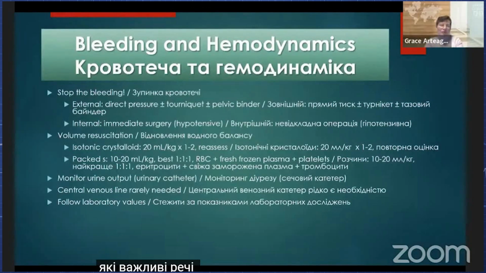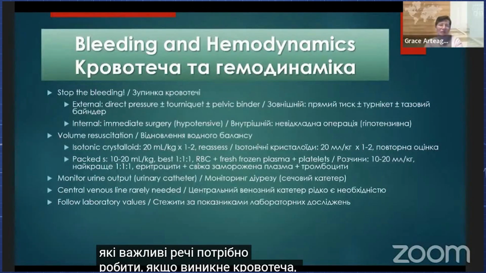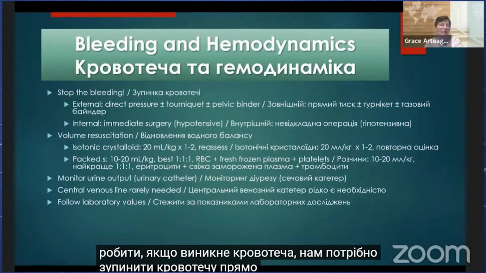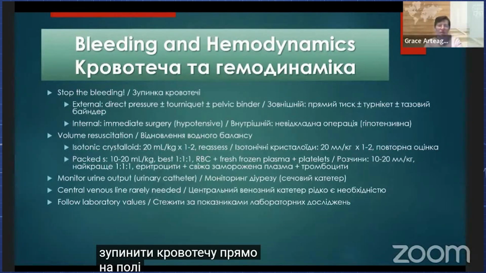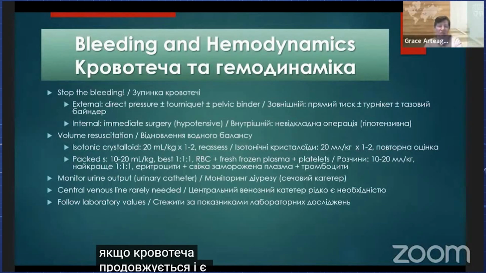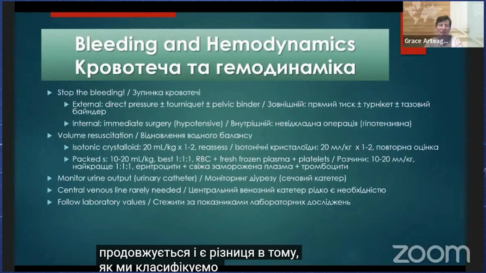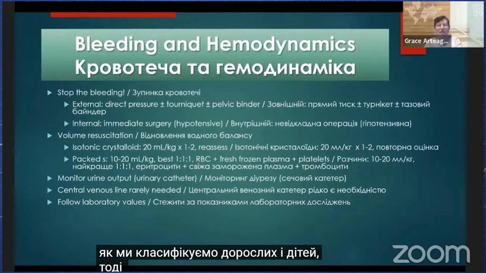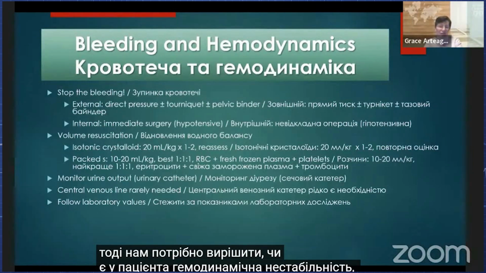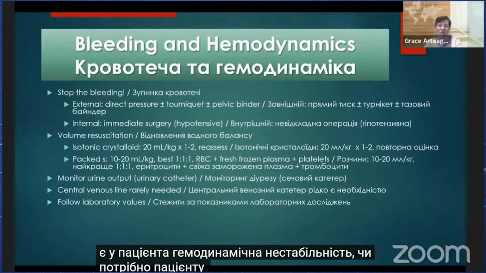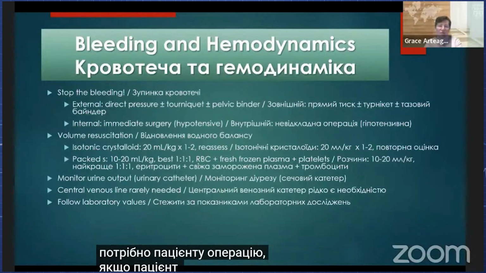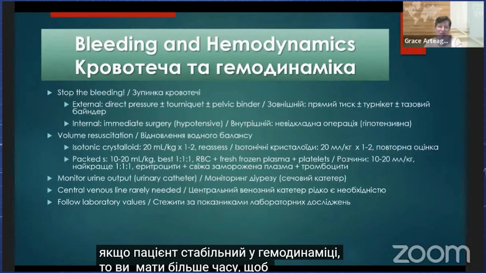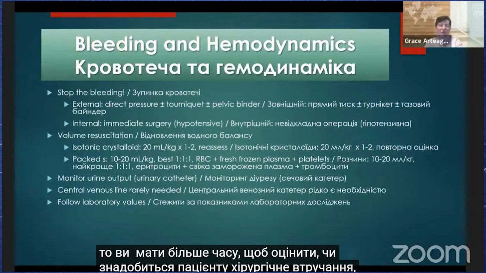So what are some of the important things to do? If there's bleeding, we need to stop the bleeding, right? In the field: direct pressure, tourniquet, pelvic binders. And then if the bleeding continues, and there's a difference in how we classify adult and pediatric patients, we need to decide if the patient is hemodynamically unstable, that patient needs to go for surgery. If the patient is hemodynamically stable, then you have more time to assess if the patient will require surgery.